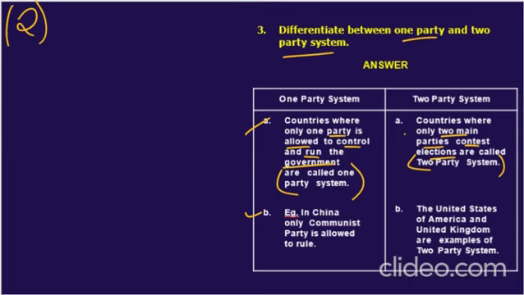Next, write the examples. For example, China. Only the Communist Party is allowed to rule, so it's a one party system. Similarly, the United States of America, USA, and UK, they are examples of the two party system. So one definition we wrote, one example we wrote, 2 marks we have got.